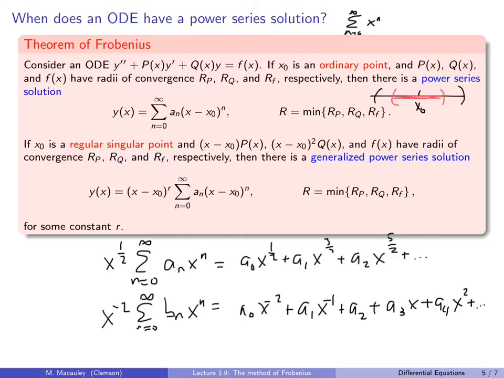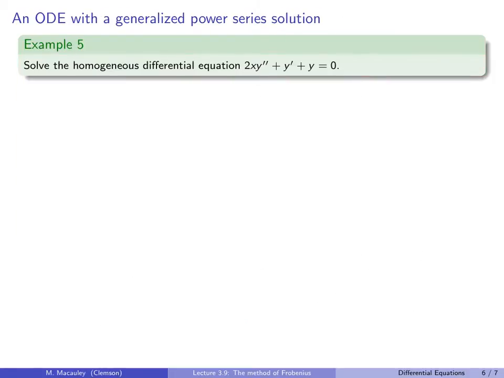So if x naught is an irregular singular point, then we, in general, don't have anything. None of this is guaranteed, and that typically means that there is not going to be a power series solution. And honestly, I don't even know if there is a solution. I'm just going to say all bets are off. Okay, so let's do an example.